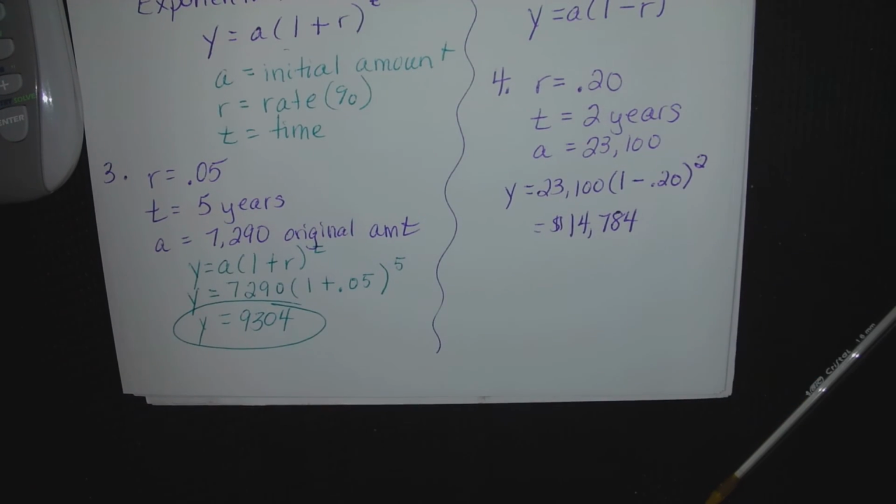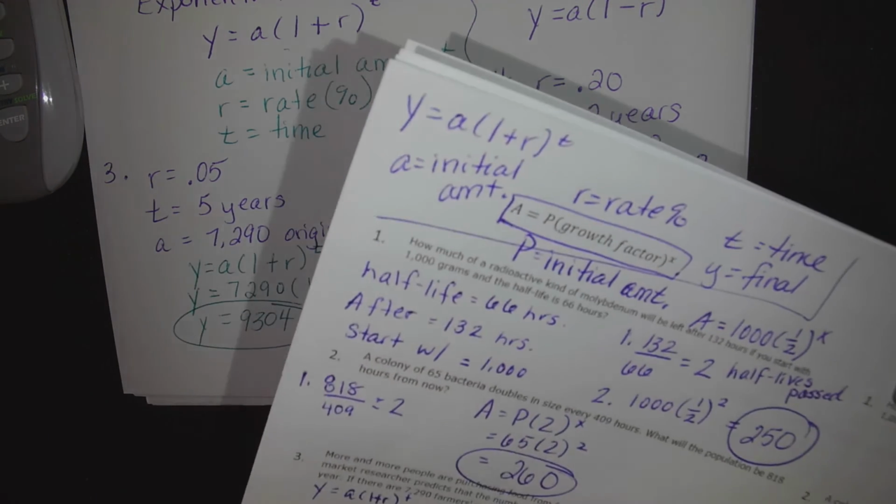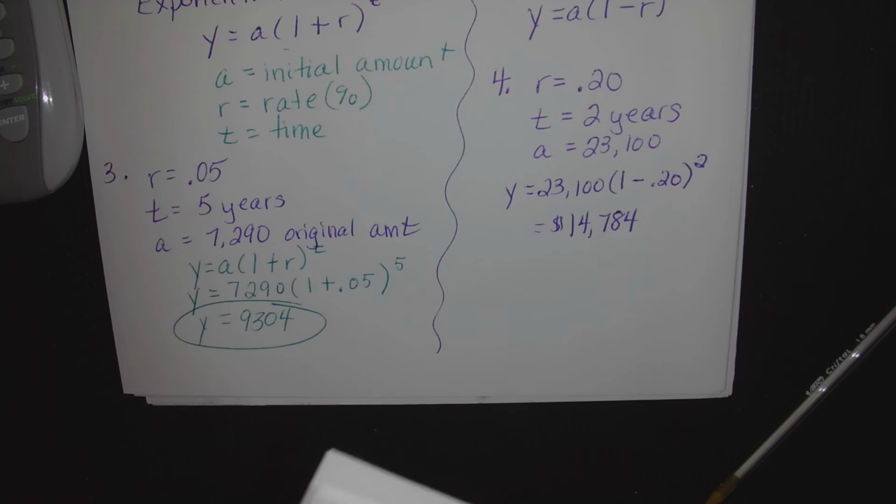All right, number 5. Do number 5 quickly by yourself. Is number 5 growth or decay? Growth. How'd you know that? What's the word you saw? Increase. Increases. Do it now.